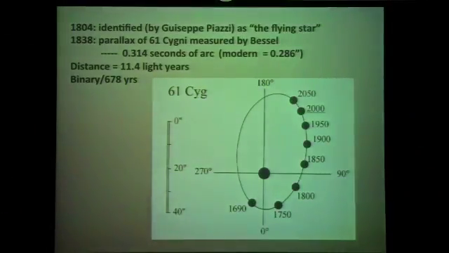Well, here's the slide I was looking for. In 1804, an Italian astronomer, Giuseppe Piazzi, identified or recognized that the star 61 Cygni was unusual. It moved. It had what astronomers call proper motion. Proper motion means it just moves. Most of the stars are known as fixed stars. They just don't seem to move.